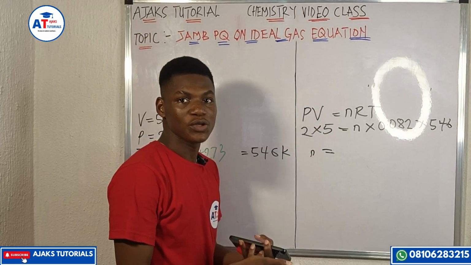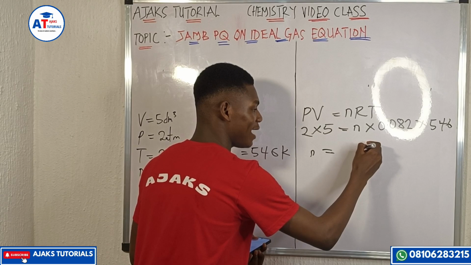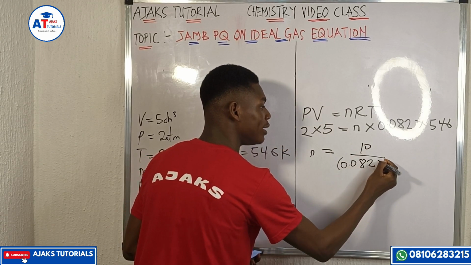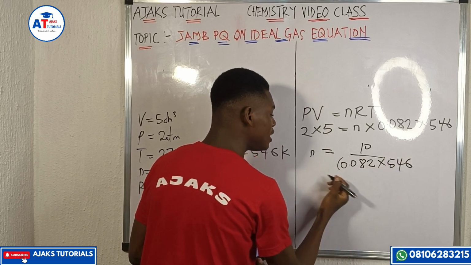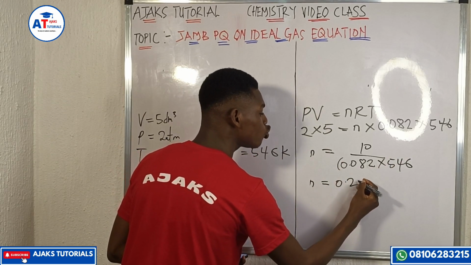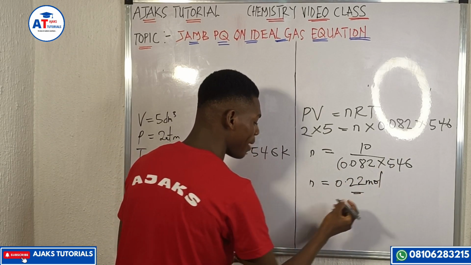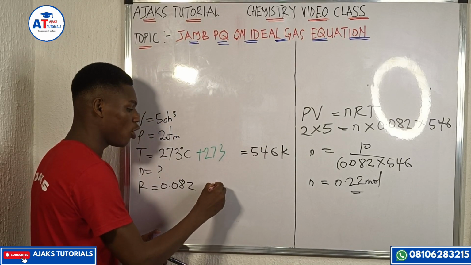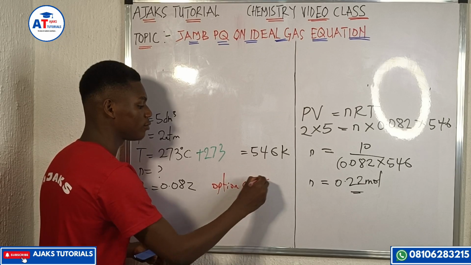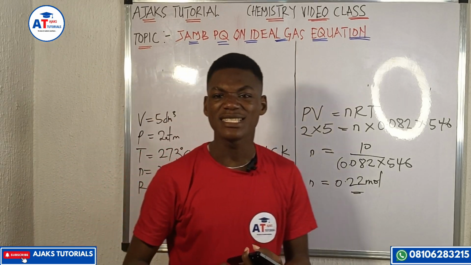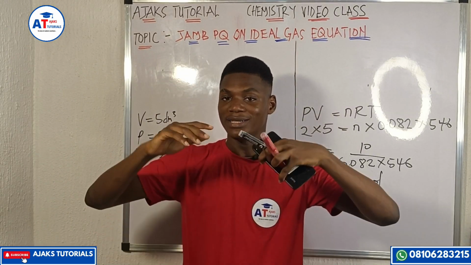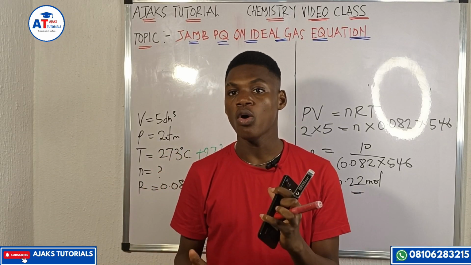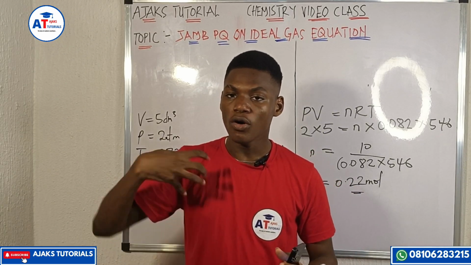Now let's solve. What is my N? N equals 5 times 2, which is 10, over 0.082 times 546. This is going to give me 0.22 moles if you press your calculator properly. From the options on your screen, it is option what, class? Option C. Correct. I hope this is clear. Now, JAMB is not hard. I will repeat, it is not hard. Just make sure that you have an in-depth understanding of the topic.